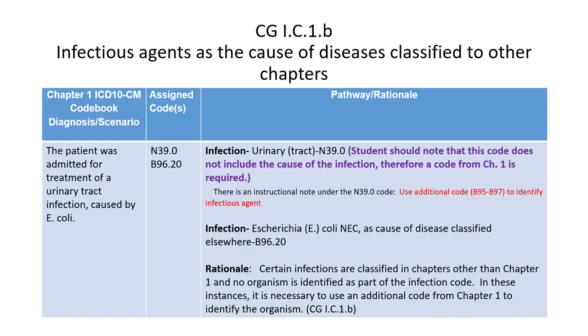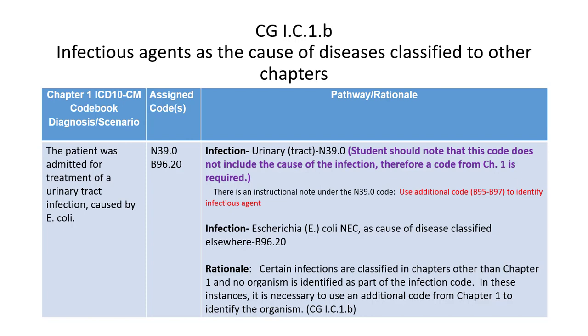So the coder has to code the infection and then the cause of the infection. We're helped by the instructional note under the N39.0 code that says use additional code to identify the infectious agent. And the range it gives us is B95 through B97. So we know we're going to be somewhere in that range.